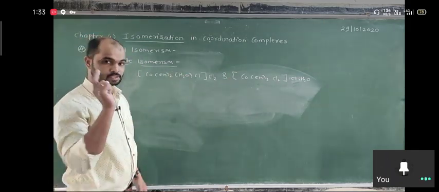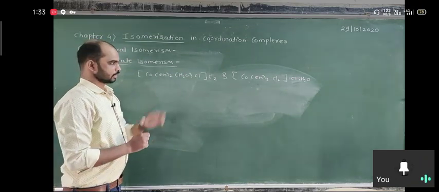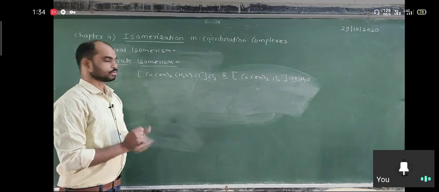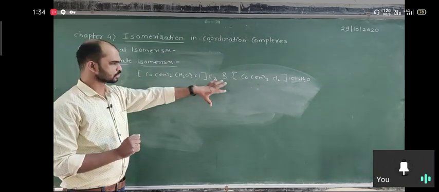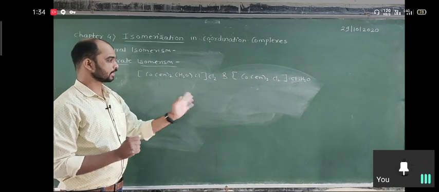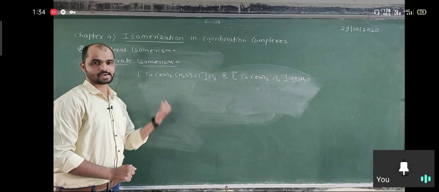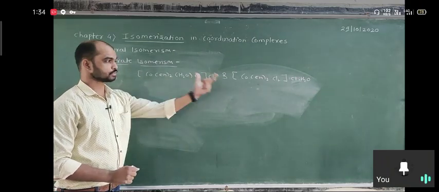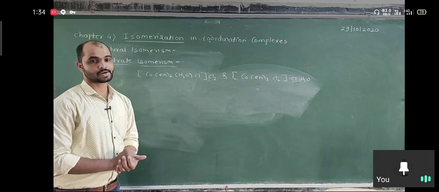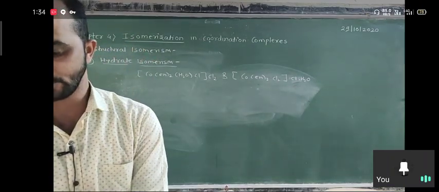So just see, if water molecules are present inside and outside, at that time you can easily say it is a hydrate isomer. The first is ionization, the second is also like ionization, but here it just depends on how many water molecules are present inside and outside, that will differ the two compounds from each other. That means there is a hydrate isomer. There are some examples given to you.